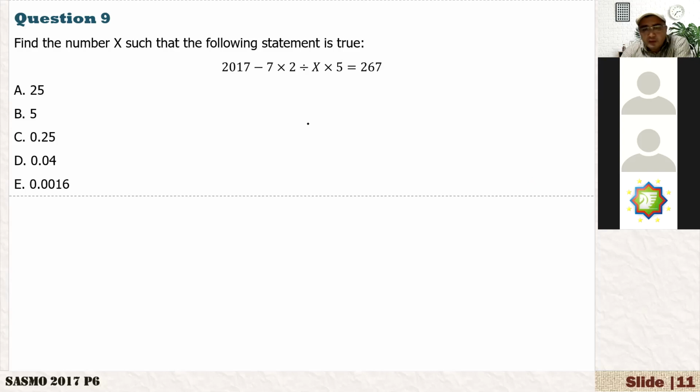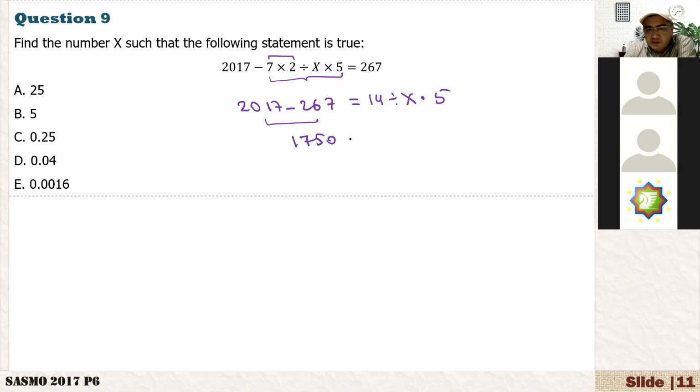Okay. So first, if I just take the whole thing to the right-hand side and this one to the left-hand side, what do we have here? Here we have 2017 minus 267. On the right-hand side, we know that 7 times 2 is 14. Let me just simplify this. 14 divided by x multiplied by 5. And 2017 minus 267, that's equal to 1750.